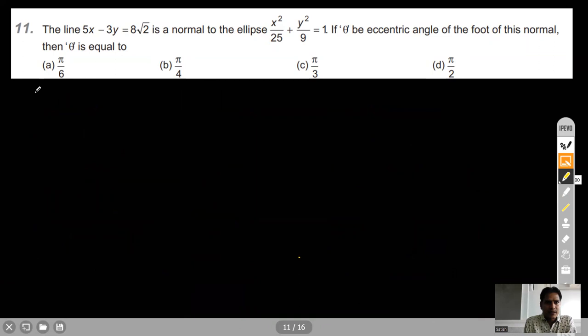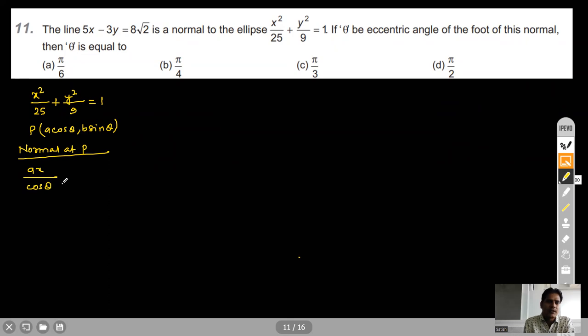Okay, so let me write the equation of ellipse. This is x square upon 25 plus y square upon 9 is equal to 1, and let me assume a point P, a cos theta comma b sine theta. This is how we are assuming a parametric point on the ellipse. So what will be the normal equation at P? Normal at P, we can write it as ax upon cos theta minus by upon sine theta is equal to a square minus b square.